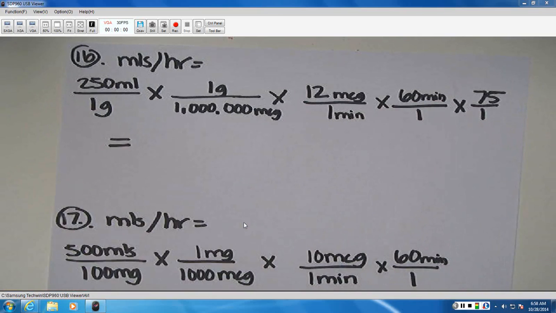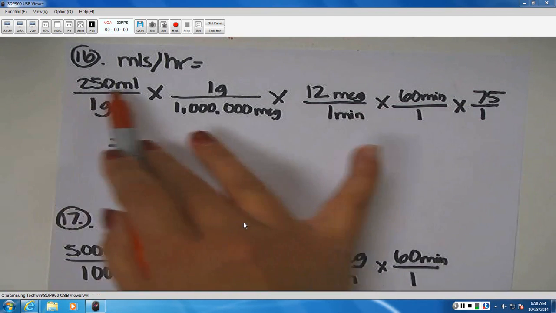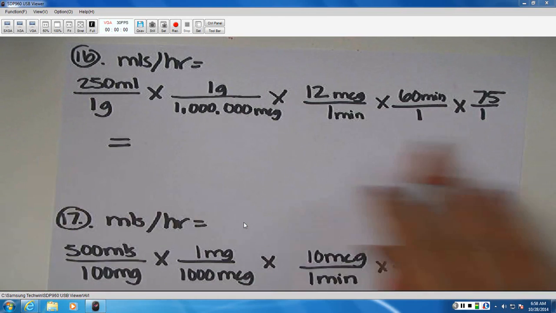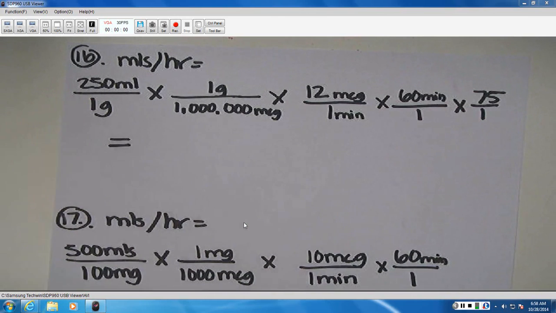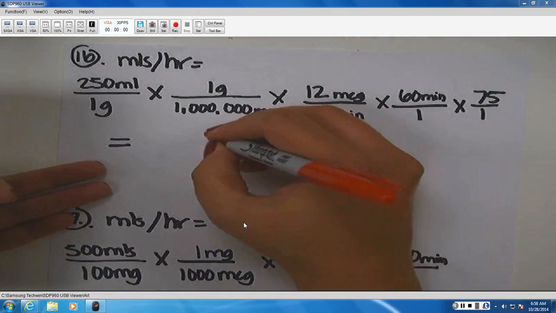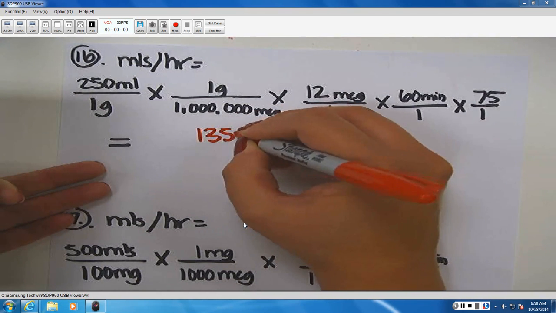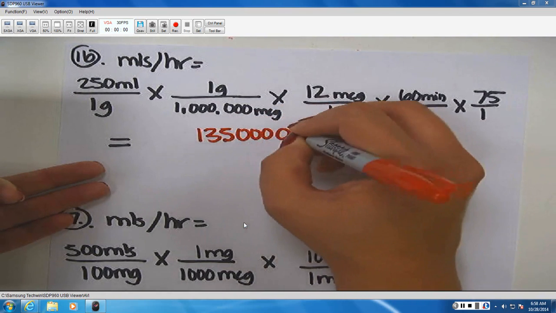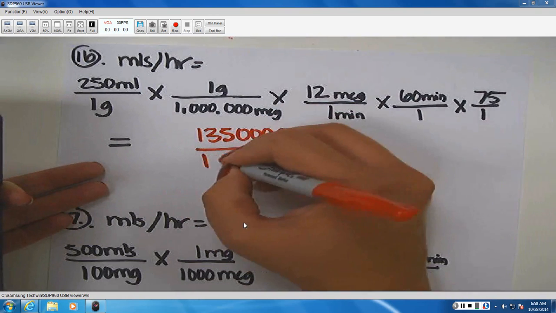Once you have your equation set up and all the numbers plugged in like you need them to be, then the math is very simple. You're just going to multiply all the numerators together, multiply all the denominators together, and then you divide. So with this one, and it's probably going to be a big number, 250 times 12 times 60 times 75. That gives me 13,500,000 (approximately), divided by 1 million.